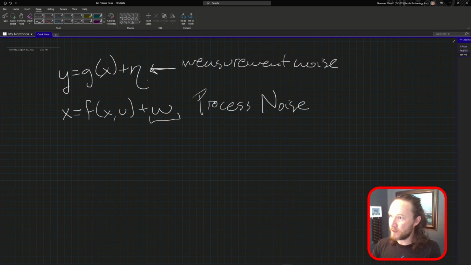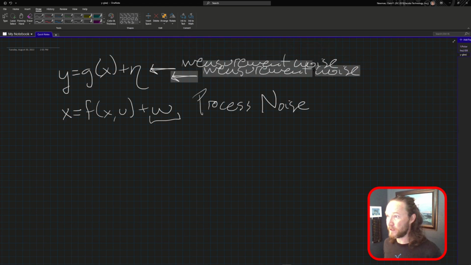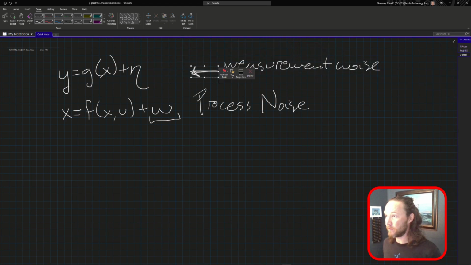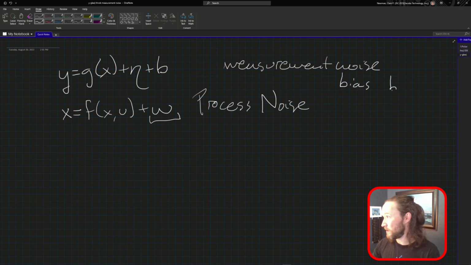And finally, what I did not mention is a bias, and I'm just going to do a little magic here and move this guy over. Actually, yeah, I'm going to move him over, get rid of the stupid arrow. So we have measurement noise and bias. The bias is B, noise is eta. So we have our measurement, we have our state, we have our initial estimate of x hat at t naught, but we also have an uncertainty.